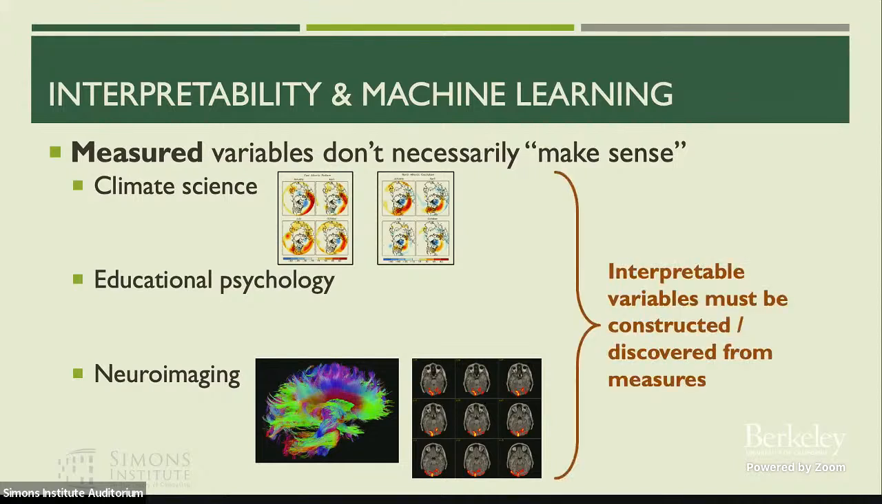So what all of these, and I could have given a lot more examples of sciences in which what we measure is not what we think our theories should be built from. So we have to do some work. If we want to have interpretable variables, we're going to have to construct or discover them, depending on how active you think the role of the human is in all of this.